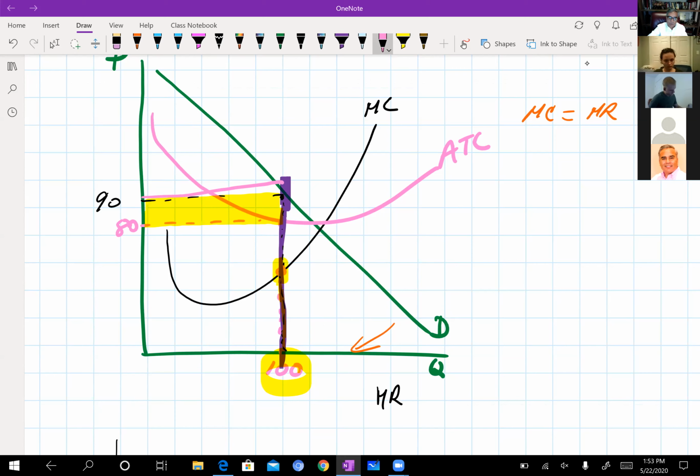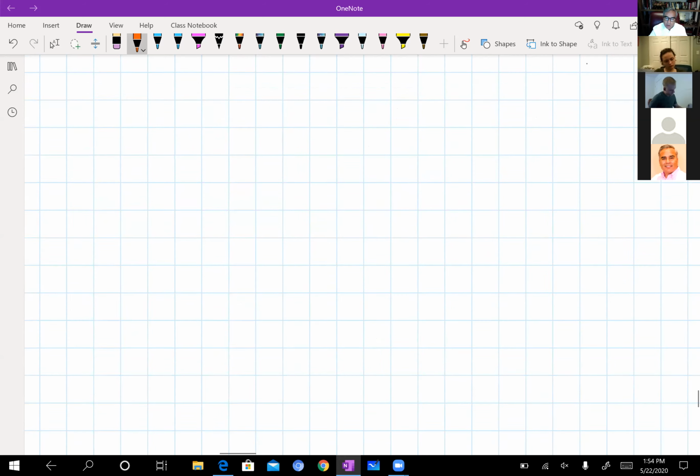Yeah, I got a question. So this is very comparable to the perfect competition, except the demand line. What are the comparisons between the demand curve on this graph and the price curve on the perfect competition? Yeah, okay.